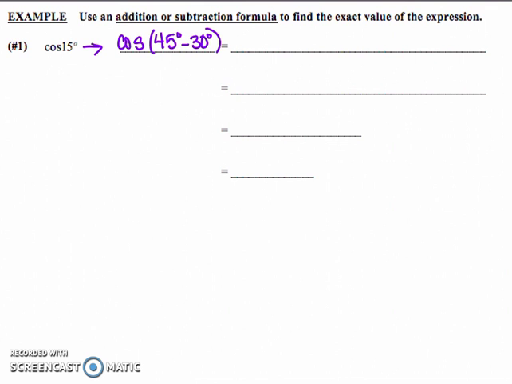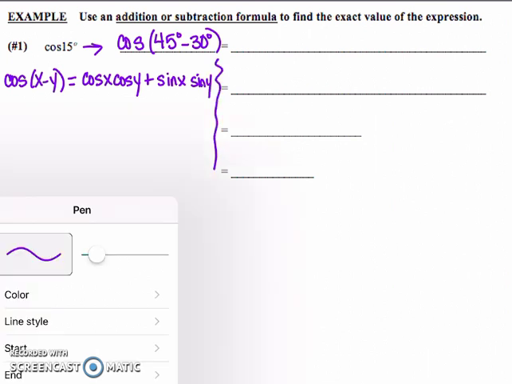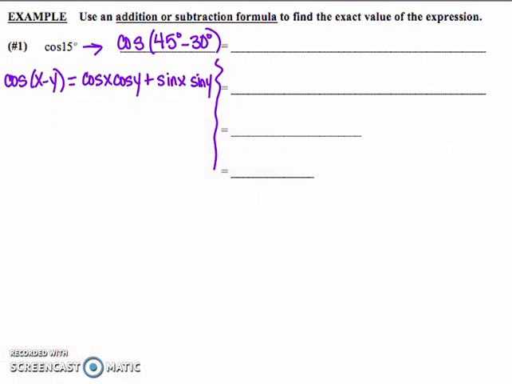I'm just going to jot that down over here on the side, and this comes right off the identities. Cosine of x minus y is equal to cos x cos y plus sine x sine y. That is the formula that I'm going to be using. So when I'm working through this problem, 45 degrees would be my x and 30 degrees would be my y. The first thing I'm going to do is write this out.